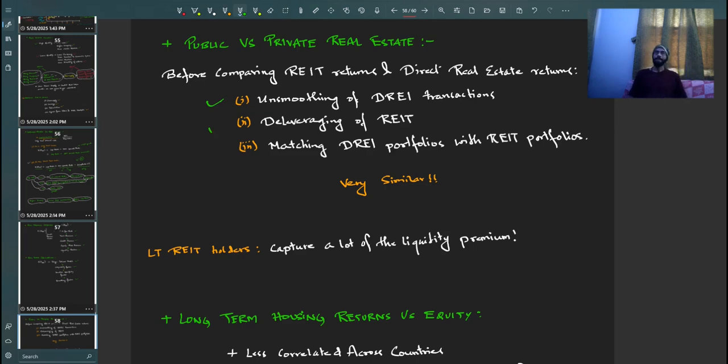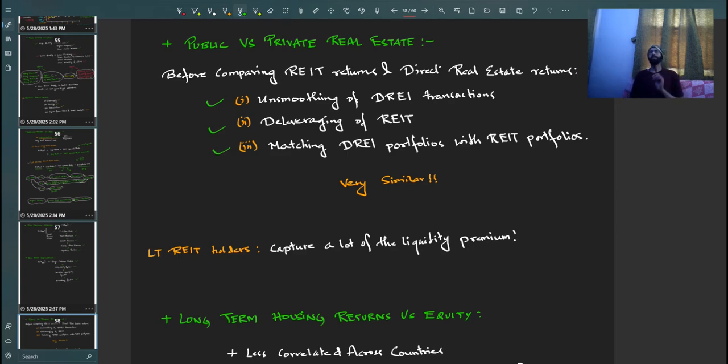And after unsmoothing the direct real estate investment data and deleveraging the REIT data, one more thing is pending. You have to check what kind of direct real estate investment portfolio you are comparing with which kind of REIT portfolio. So are you comparing a residential direct investment with a REIT which is into commercials? You should not be doing that. You should take portfolios which are at par and then only do the comparisons.